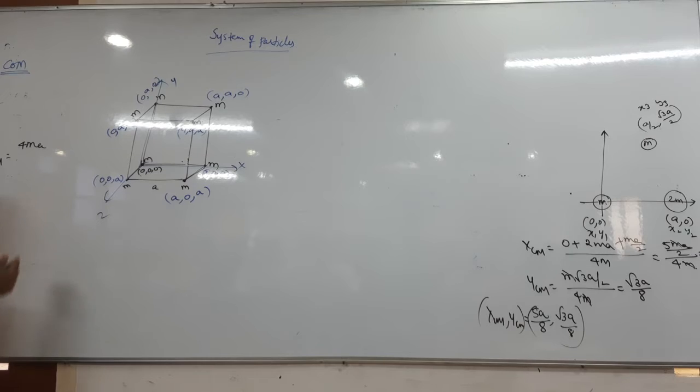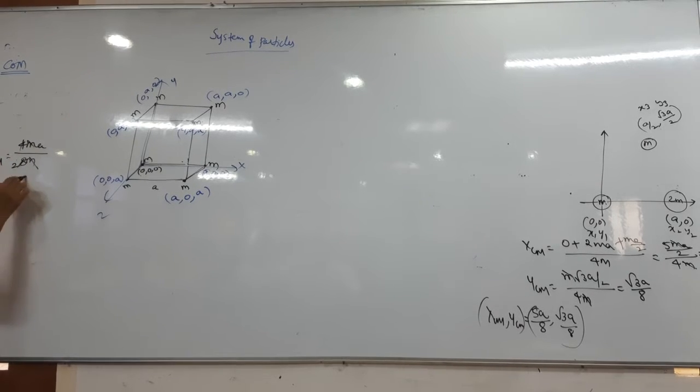So what can I write here? 4ma divided by total mass 8m. Very good, 8m. Why? Because m1 plus m2 plus m3, whatever, it might be having the coordinates or it might not be having the coordinates. You have to take only the sum of the masses in the denominator. So m gets cancelled and then this will be 2.